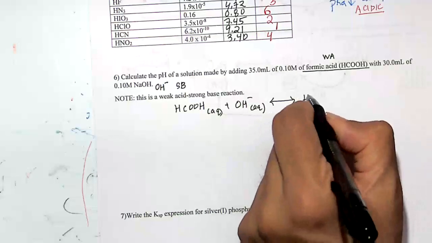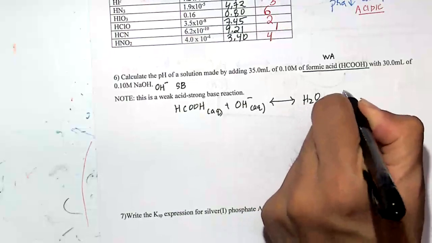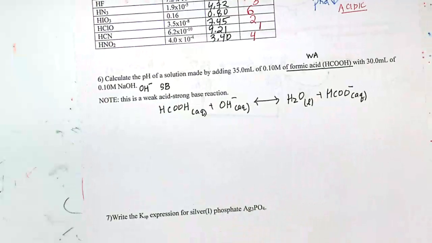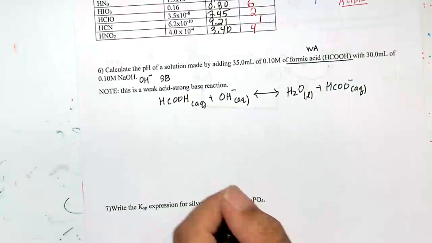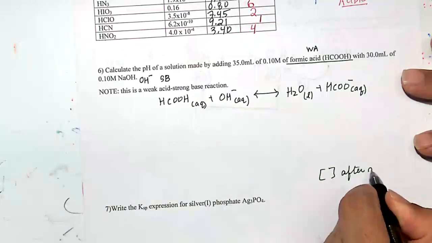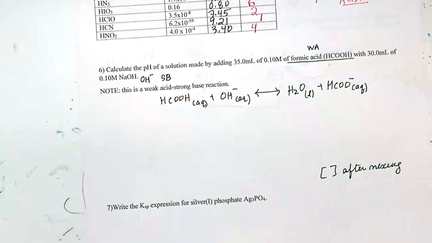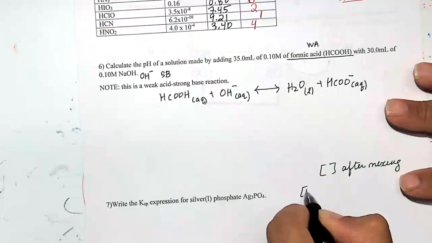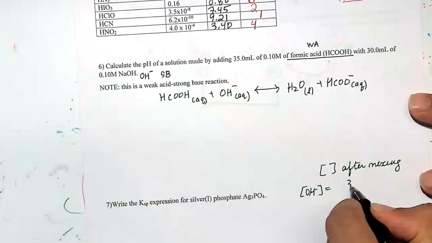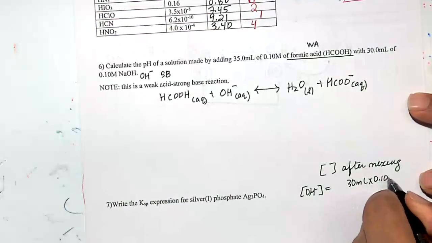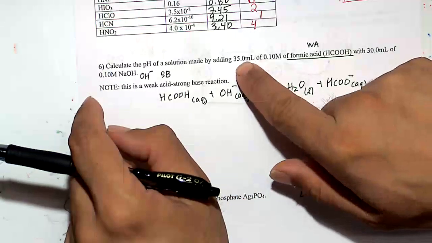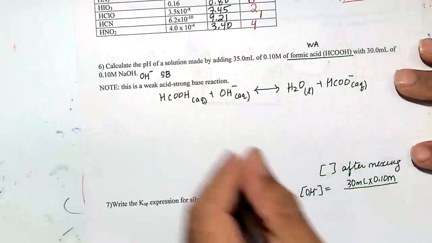This is a strong base, so it's going to take that proton as much as it can and give you formate. Formate is the conjugate base. All right, let's figure out the concentrations after mixing. We'll first do OH minus, and 30 mL of 0.10 molar. And what's our total volume? Are you guys getting 65?